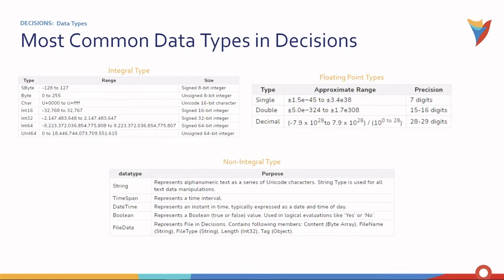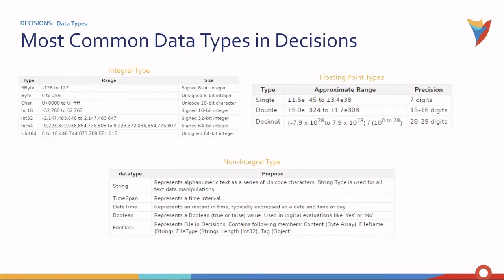Now, a part of those data structures are going to be data types. So we have a few different types that we want to discuss here very briefly. We won't get too in depth with this, but I just want to give a brief overview just to catch everyone up on what a data structure and data type is inside of Decisions before we get started. So let's briefly go through these.